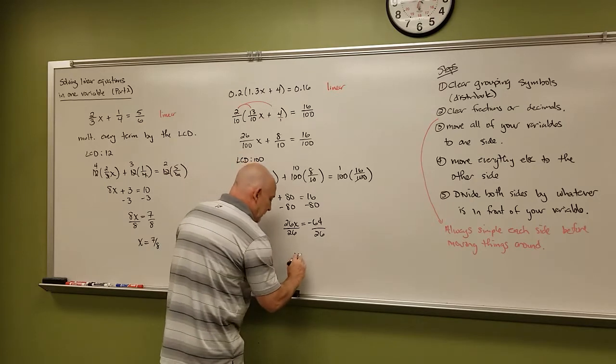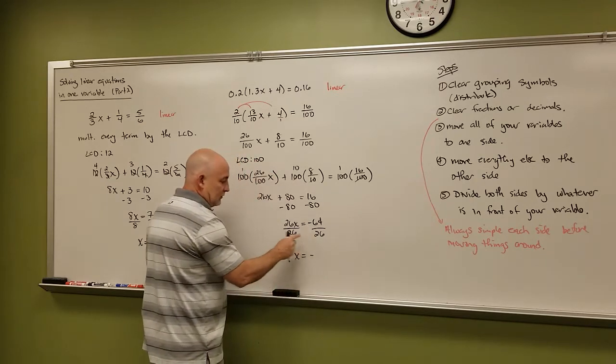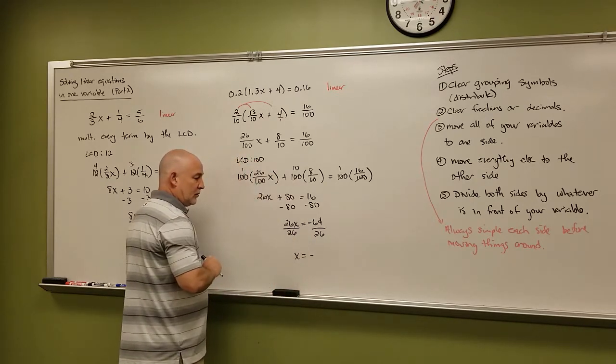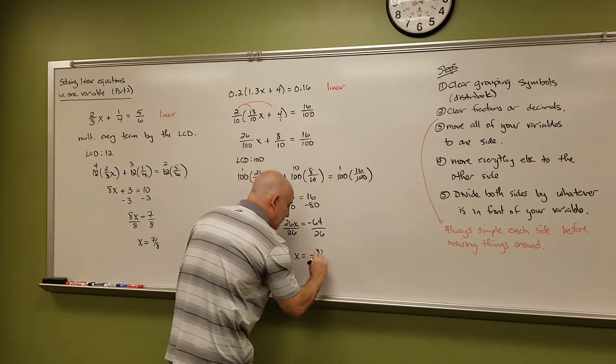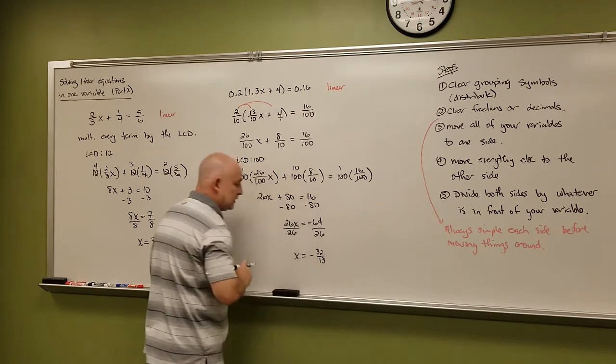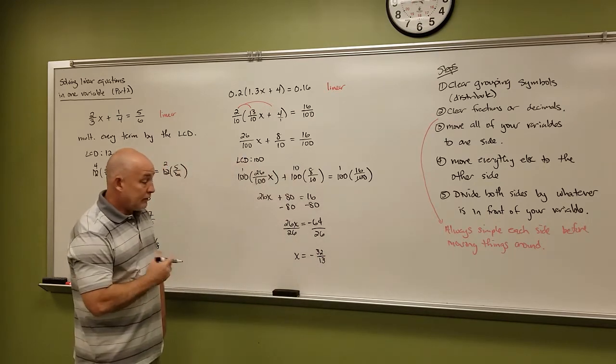All right, now we know our answer is going to be negative because a negative divided by a positive is a negative. That'll reduce. 2 will go into both of those. It gives me negative 32/13. All right, there you go.